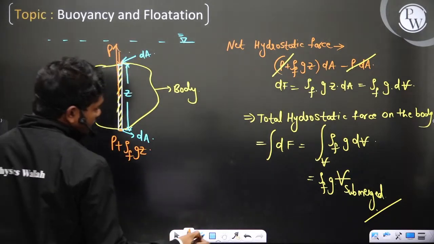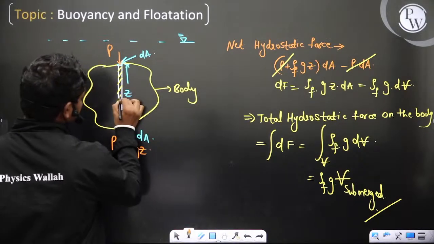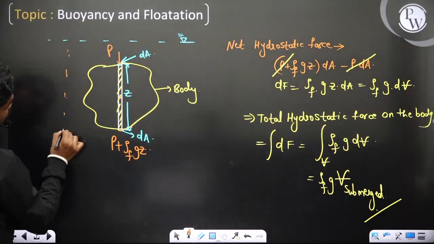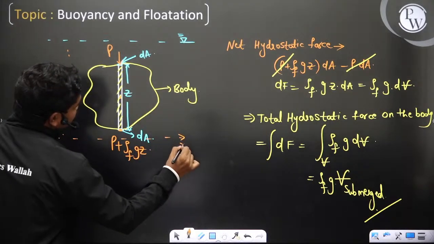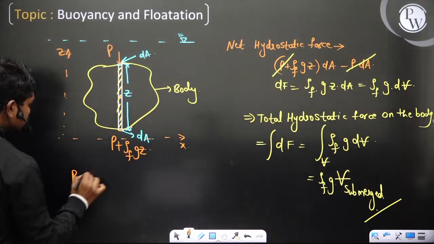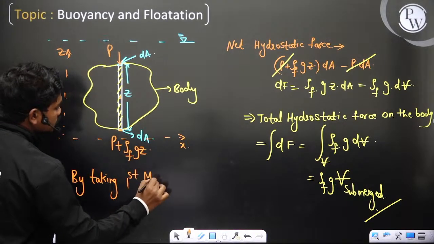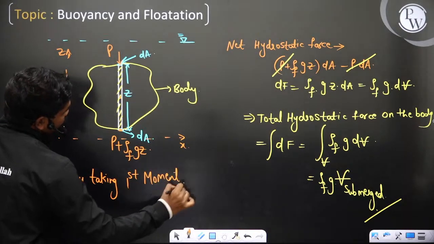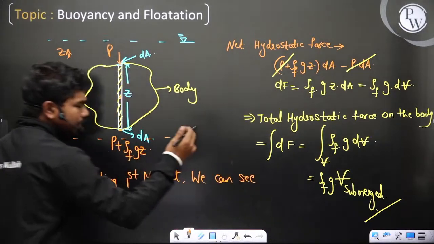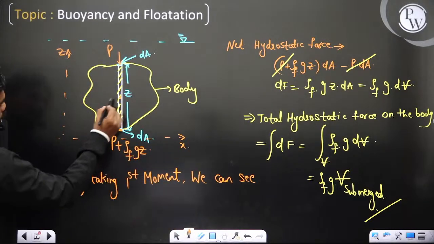Now what is the location of action of this force? If you define a coordinate system, say x and z in general, we can find it by taking first moments, like in the case of hydrostatic forces on plane surfaces. It's very easy, similarly we can see here by taking first moments about this point.